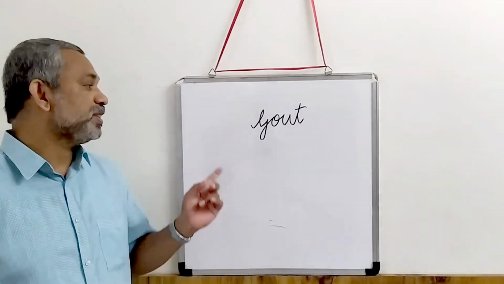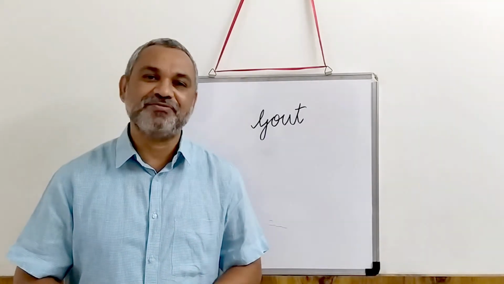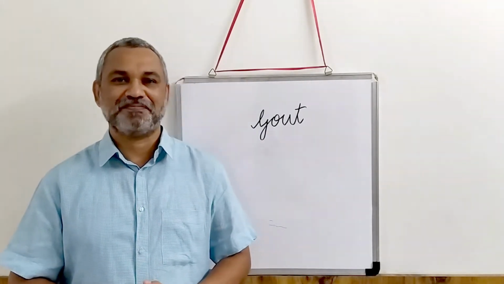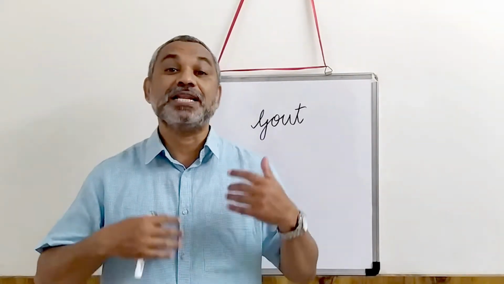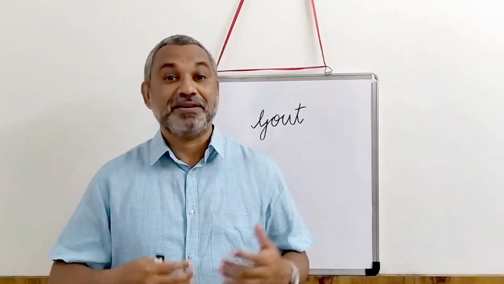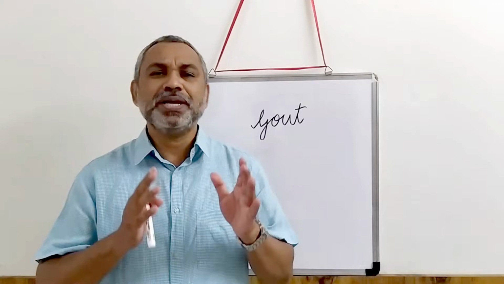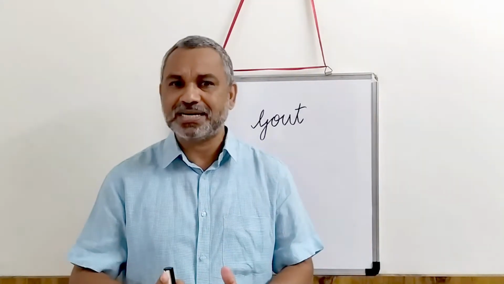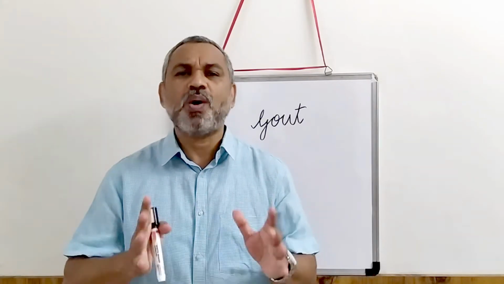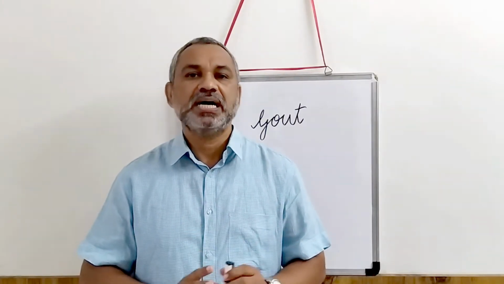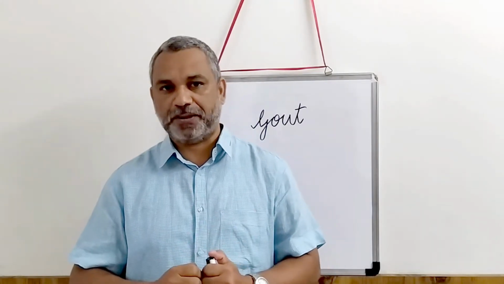Today we are going to deal with gout. Gout is associated with nucleic acid metabolism. Gout was considered to be a disease that is prevalent among the kings and the rich people. So it is basically a genetic as well as an acquired disease. So what happens in gout is the uric acid gets accumulated in the body.